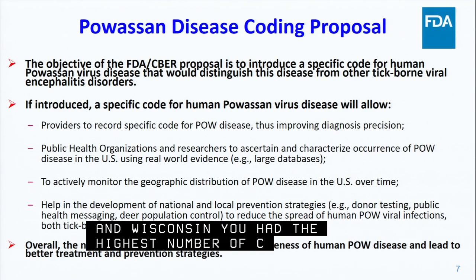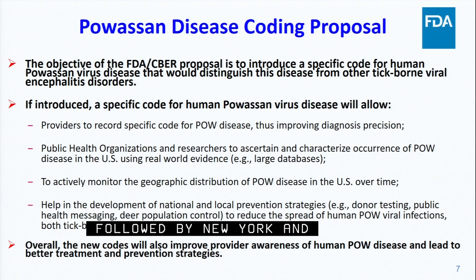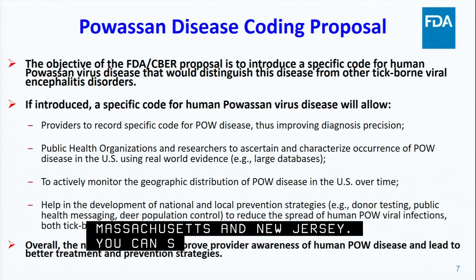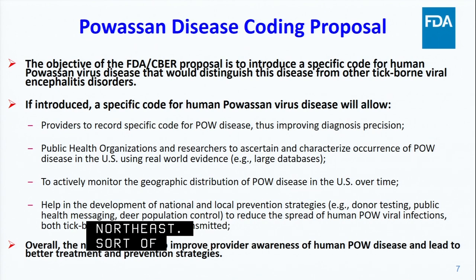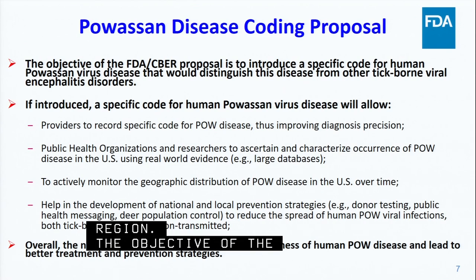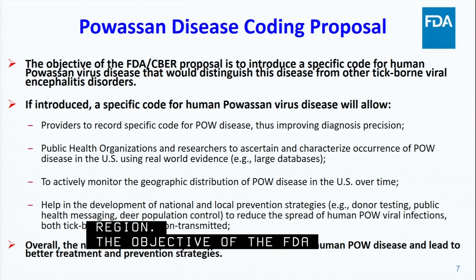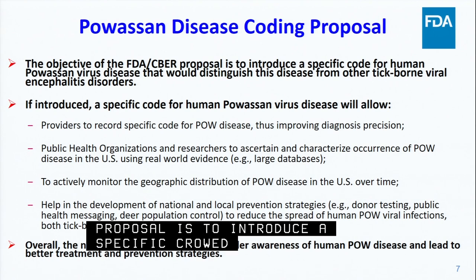So the objective of the FDA CBER proposal is to introduce a specific code for human Powassan virus disease that would distinguish this disease from other tick-borne viral encephalitis disorders. If introduced, a specific code for human Powassan virus disease will allow providers to record a specific code for the disease and thus improve diagnosis precision.